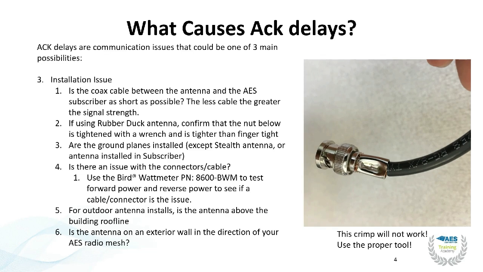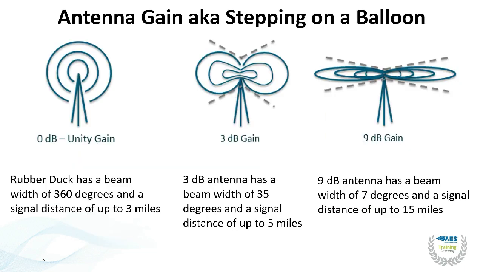Now let's talk a little bit about selecting the correct antenna. One of the most important parts of selecting the proper antenna for your AES installation is to consider the beam width of the antenna. Now with our rubber duck antenna, that's a unity gain antenna, that will send the signal 360 degrees in all different directions.